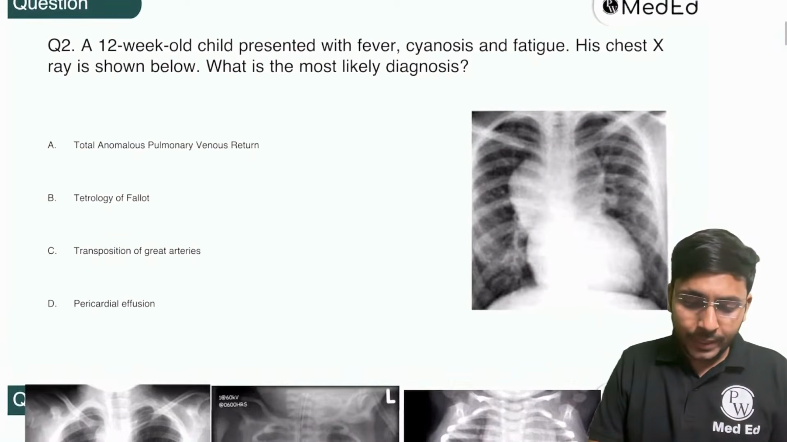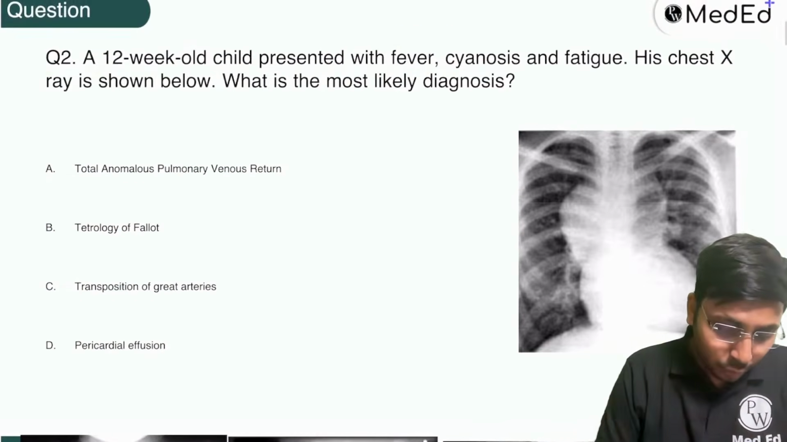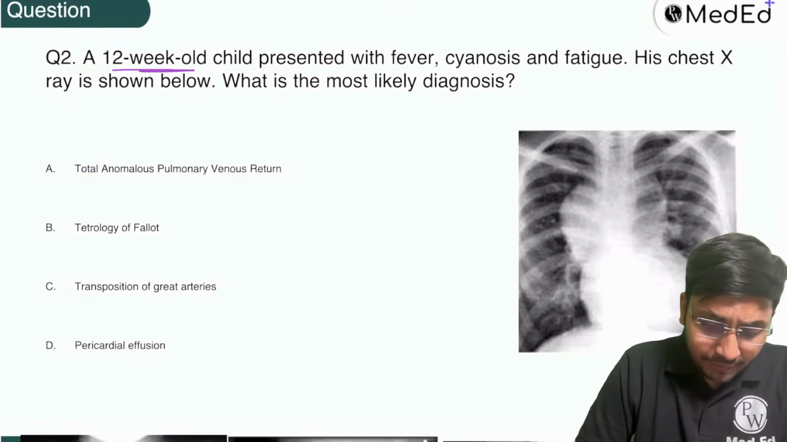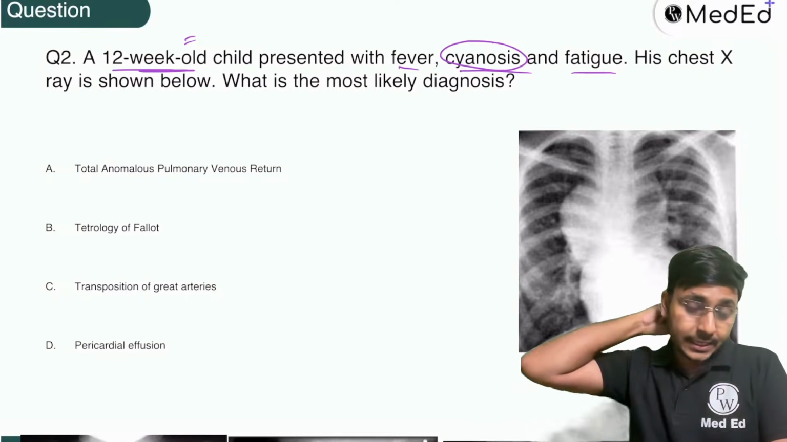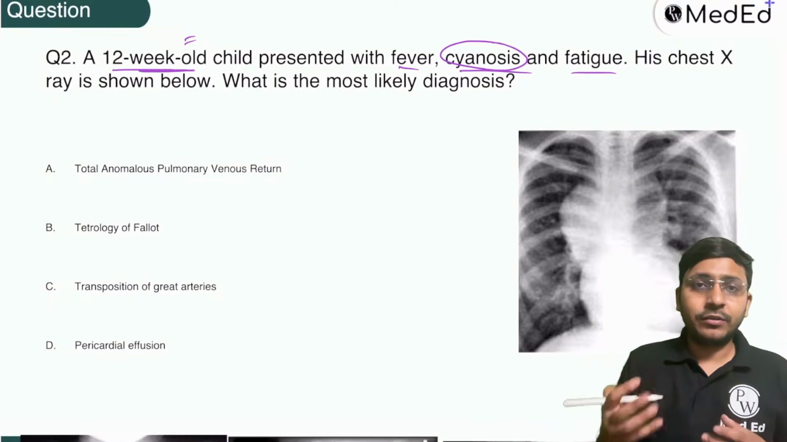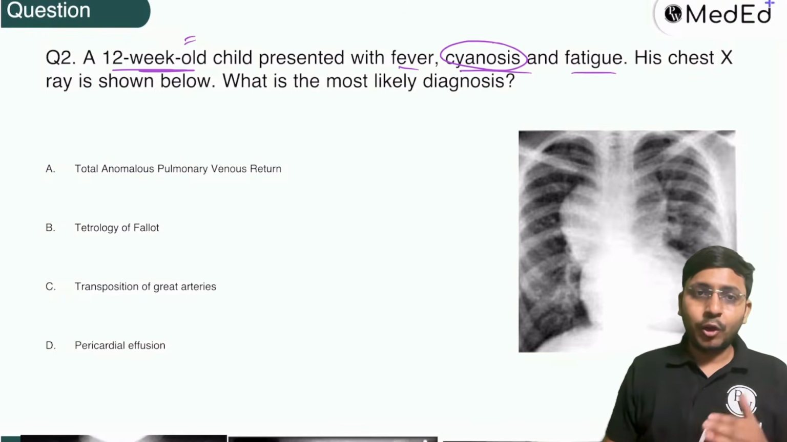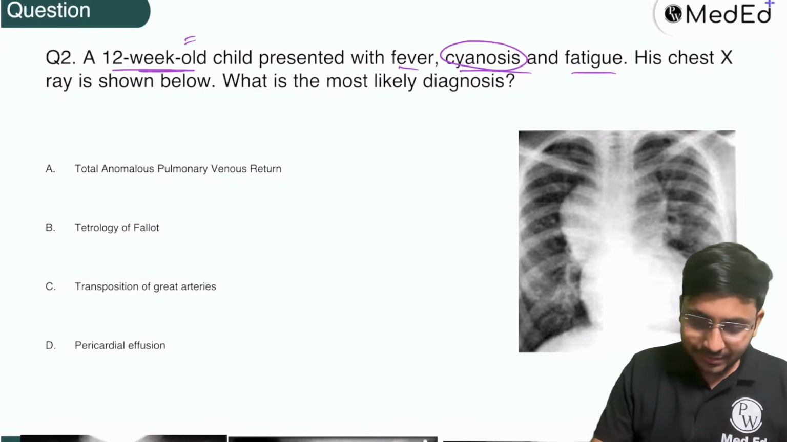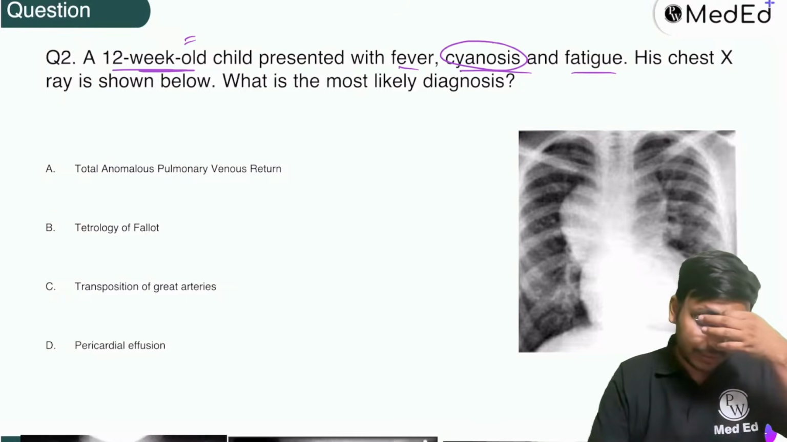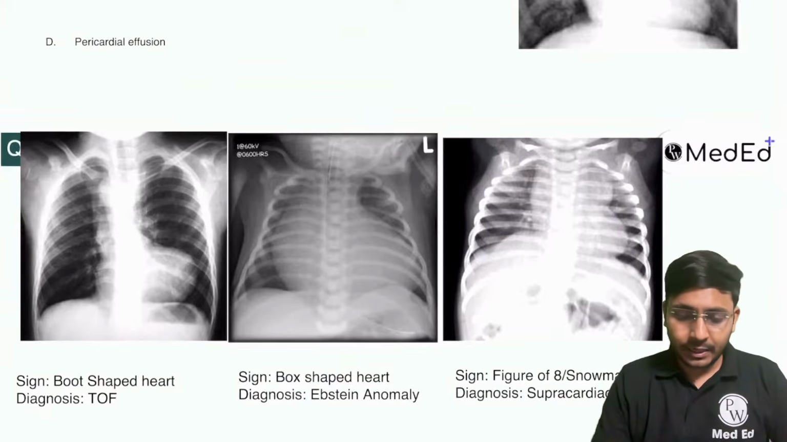We'll do it very, very quickly, PYQ series, because you want to finish as many questions as possible. So 12-week-old child, it's an infant, fever, cyanosis, fatigue. So whenever cyanosis comes in a child, we are thinking either a cardiac or a respiratory cause. Now there is cyanosis, fever, fatigue, a chest x-ray is given, what is your diagnosis? Right, all of the options are cardiac, so we are thinking of a cardiac cause of cyanosis. Quickly, what is this appearance called as? This is figure of 8 appearance, right? All of you have answered this correctly. Very, very easy. This is TAPVC, total anomalous pulmonary venous return.